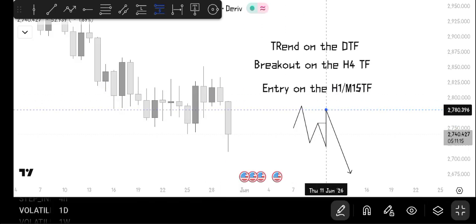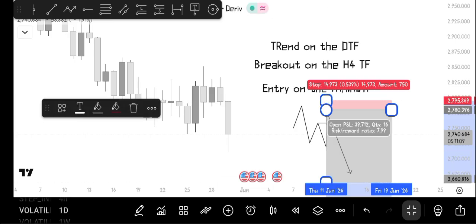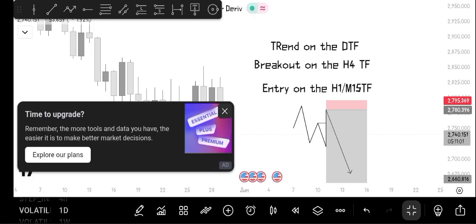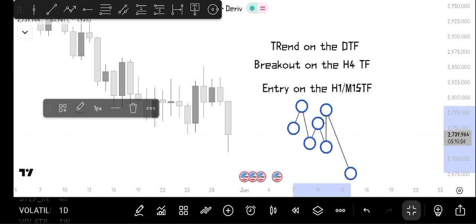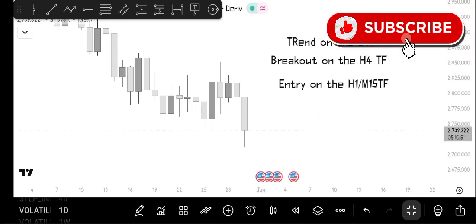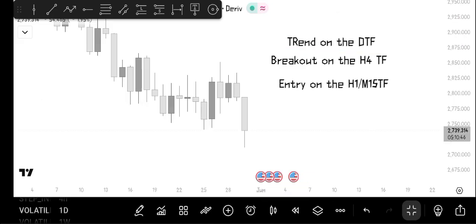Then I take a trade on the nearest key level above or below my inducement and take it down to the nearest low or the internal or external liquidity. So let me explain this very well for you. The first thing you want to look out for is our trend on the daily time frame, and also the breakout on the 4 hour, and our entry on the 15 minutes or the 1 hour time frame.